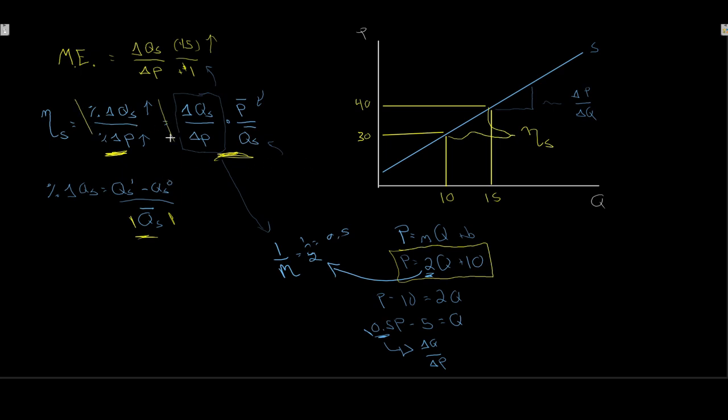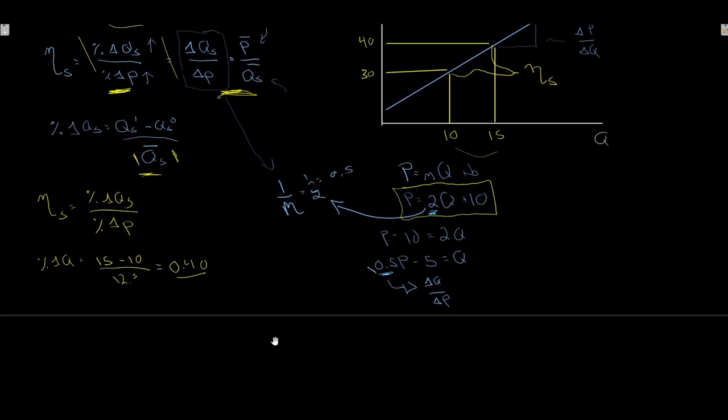Starting off, let's use this form here, such that the elasticity of supply is the percent change in my quantity supplied all over the percent change in price. So to start off, what's my percent change in quantity supplied? Percent change Q. Well, let's go 15 minus 10 all over the average. So what's the average? Add the two together, divide by 2. So 25 divided by 2 yields us 12.5. So that gives us a percent change of 5 over 12.5. We get a 40% change in our quantity, so 0.40.